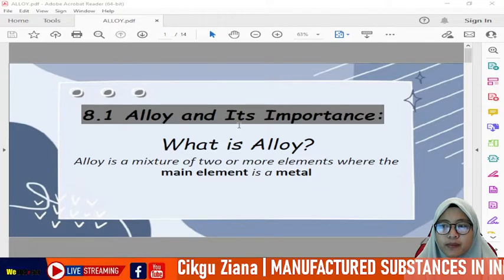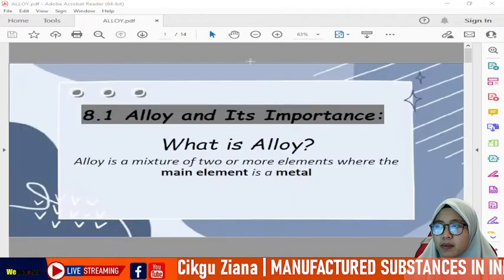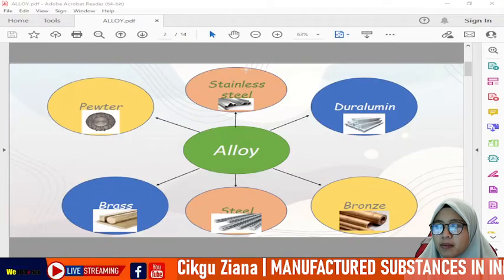Assalamualaikum and good morning. So our group will present the first subtopic of this chapter, 8.1, alloy and its importance. So what is alloy? Alloy is a mixture of two or more elements where the main element is metal. Examples of alloy are bitter, stainless steel, duralumin, brass, steel, and bronze.